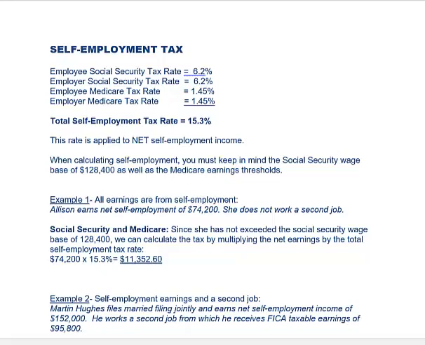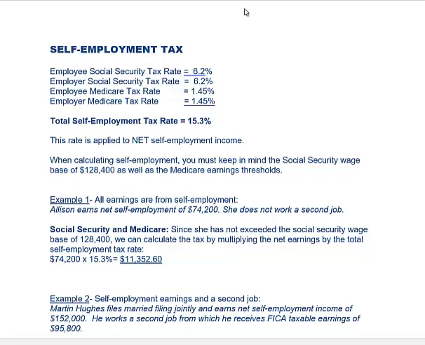Self-employment taxes are levied on self-employed individuals who own their own business instead of being paid a salary or wage. The self-employed do not have an employer to pay and withhold Social Security and Medicare taxes. Instead, they pay self-employment taxes on the net earnings of their own business.